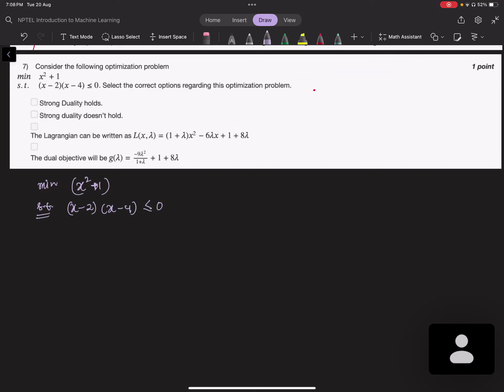First thing is that you are minimizing this one, and the constraint is that x minus 2 and x minus 4 should be less than or equal to 0. It's also sort of minimizing. You're saying that it should be less than or equal to 0. It cannot exceed it. There's a cap on this thing, right?